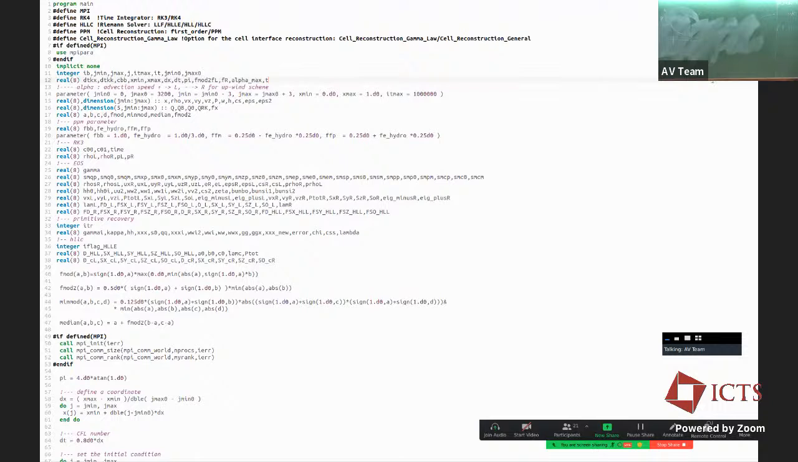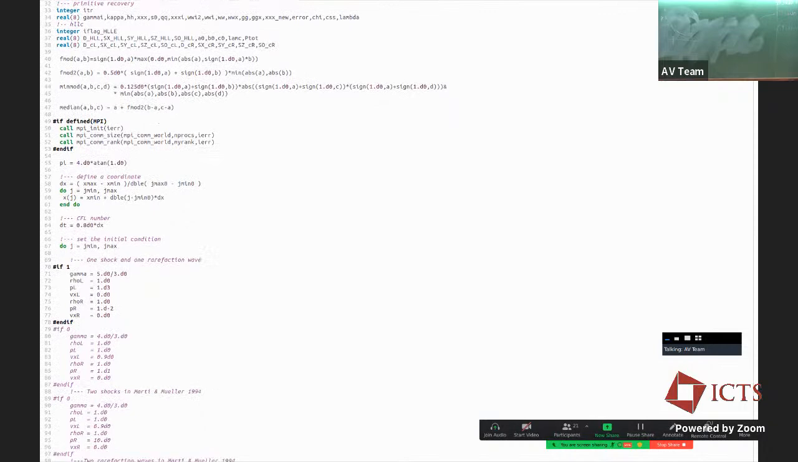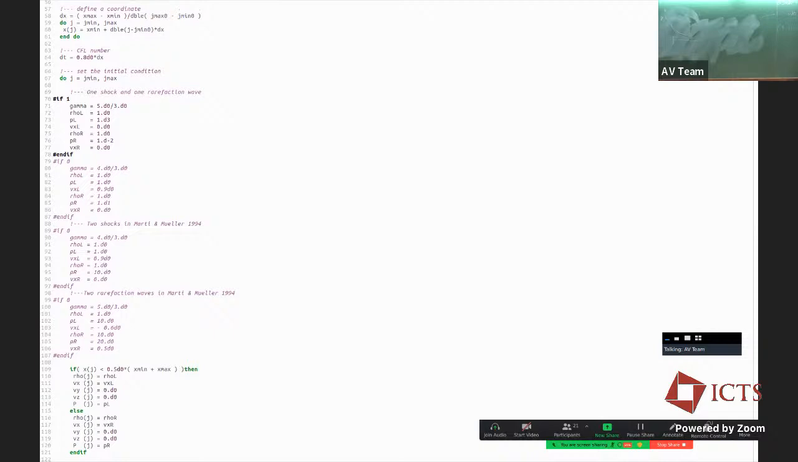Okay, let's go down. Here is just copied from the non-relativistic one: define the X coordinate, and here you determine the time step for the simulation by specifying a CFL number. And this is a sample for a couple of cases. Here is one example for the shock problem, which finally results in one shock wave and one rarefaction wave. Here is a two shock wave case, and here is a two rarefaction wave case.